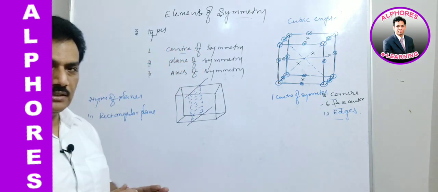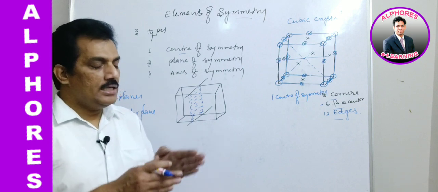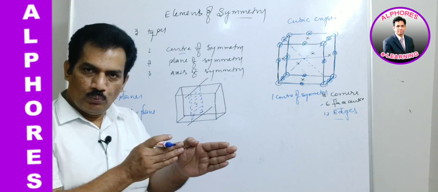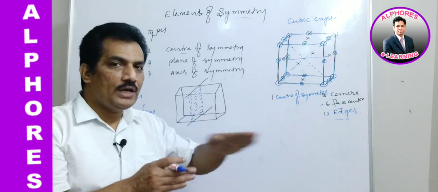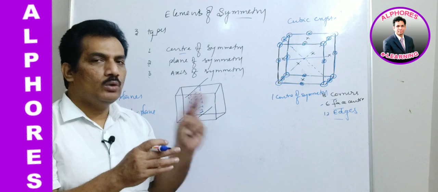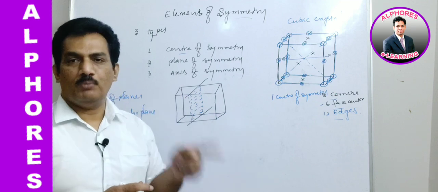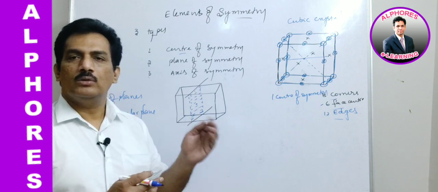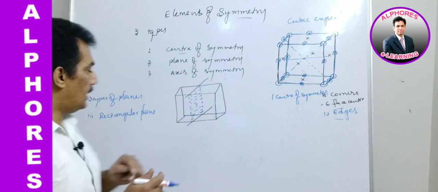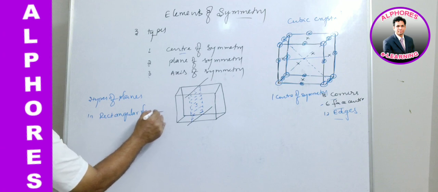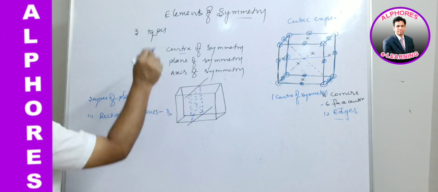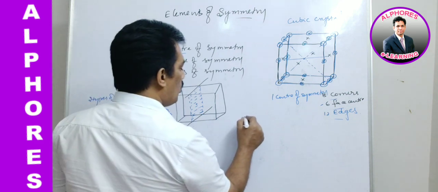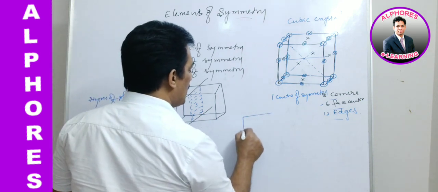There are a total of 6 face centers for the cubic, and each rectangular plane, when we make the cut of that cube, will cover two face centers. So with 6 face centers, 6 by 2, 3 rectangular planes will appear for a cubic crystal. Clear? And the next one, one more plane, is the body diagonal.